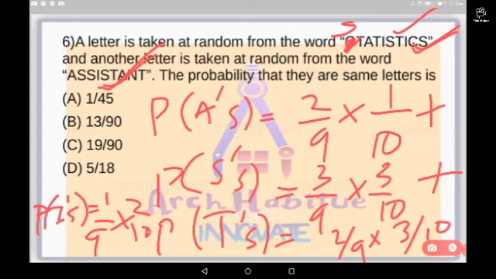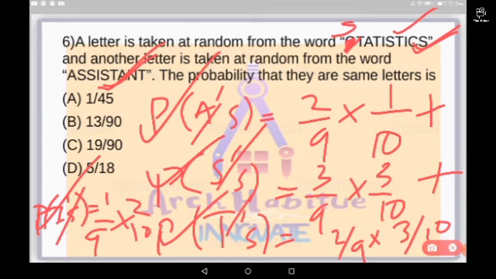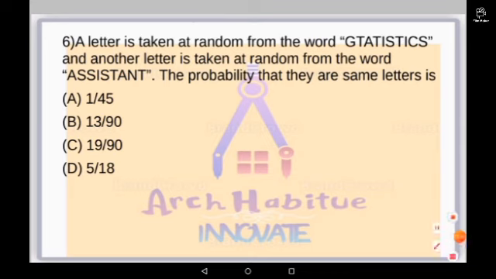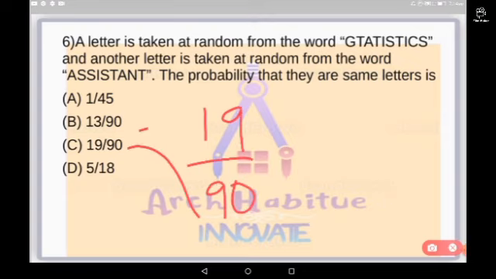So in order to find the probability, add this P of A's, P of S, P of T's, P of I's. Why are we excluding C and N? Because C and N are not common to both of the words. So we can't take C from the first word and from the second word. So we are going with A, S, T and I, which are common to both words. Now when we sum these probabilities, we will get 19 by 90, which is our C option.